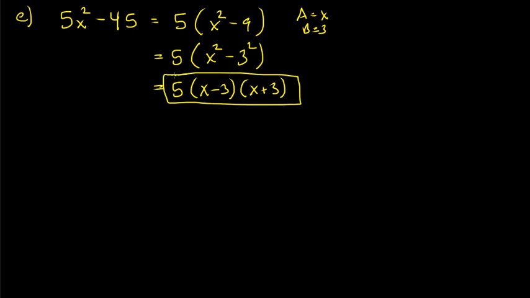And then don't forget the 5 in front, the GCF, and that's part E. Right? So this was a two-step process, right? We have the GCF first, that's the 5, and then we have the difference of two squares. Again, just to remind you, a squared minus b squared.